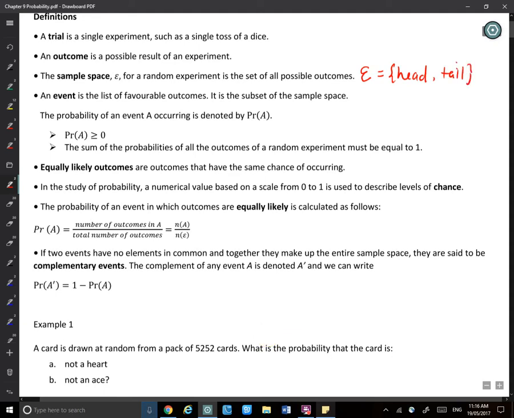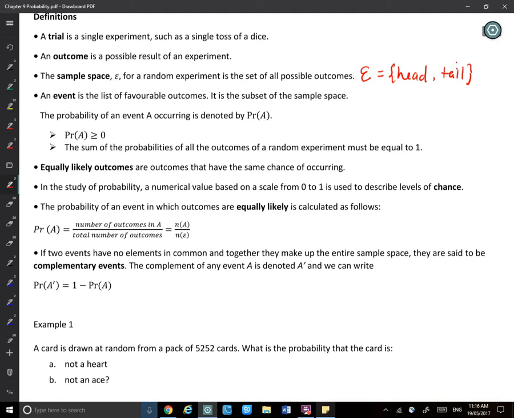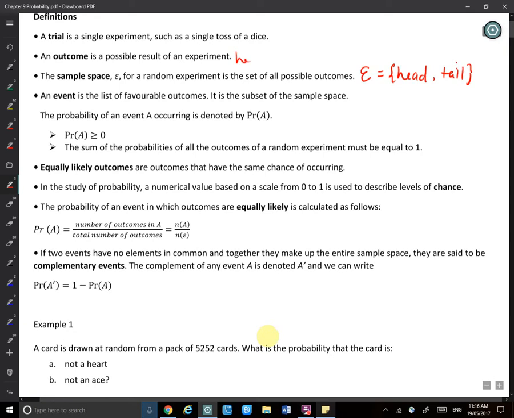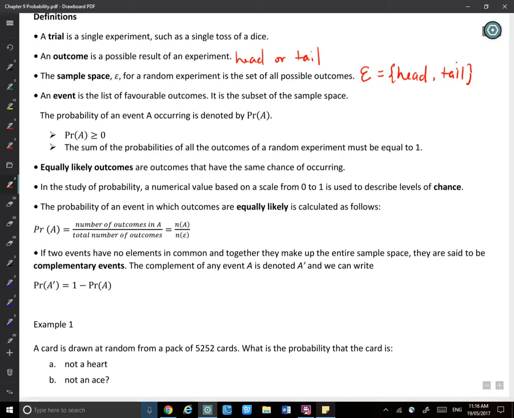So sample space will be a set that will include all the outcomes inside. When you talk about outcome, I will just say head or tail is my outcome. Then the sample space will put that in a set, listing out all the outcomes.